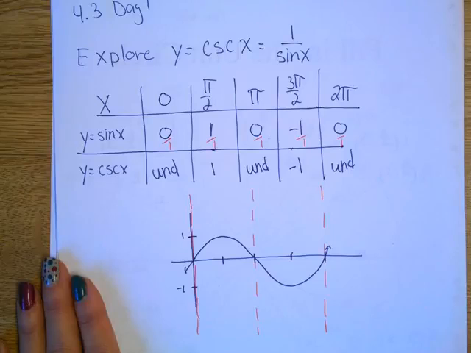Why do you have to say it like that? How would you like me to pronounce it? Asymptote. However you want to say it. I thought it was asymptote.